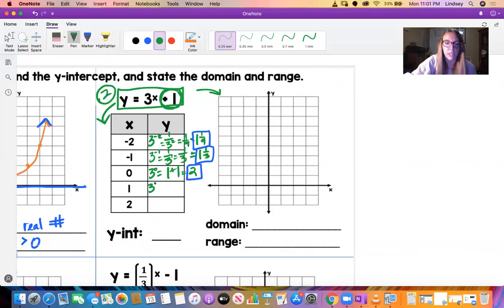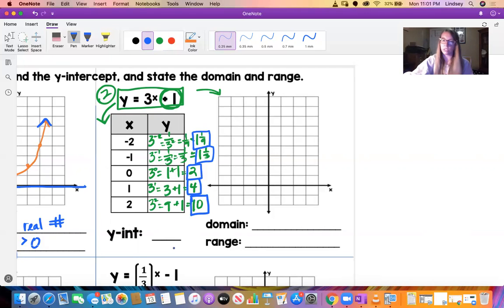Next we have 3 to the first power, which is going to be 3 plus 1 equals 4. And last we have 3 to the second power equals 9 plus 1 equals 10. So there are all of my y values.